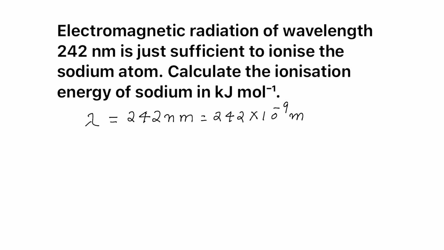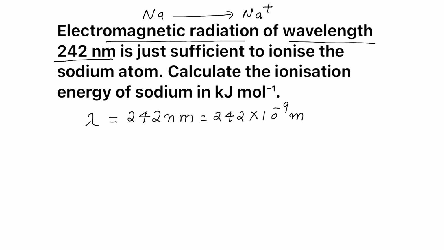Correct? Here we are ionizing sodium to Na plus. From Na, one electron is removed, and then it becomes Na plus. That is ionizing. For that purpose, we are using an electromagnetic radiation of wavelength 242. Got it? Now we can find the energy of that radiation.